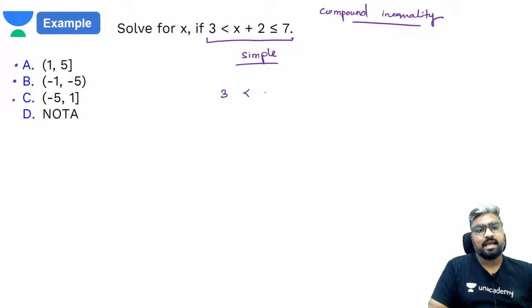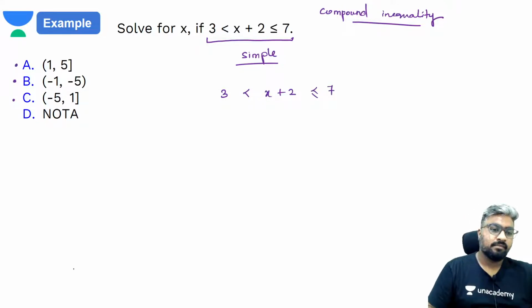3 is less than x plus 2, which is less than equal to 7. I want only the variable in the middle. मेरे को सिर्फ variable चाहिए. मतलब मेरे को क्या करना पड़ेगा? Subtract 2 on all 3 sides. Yes, LHS, middle and RHS. तीनों साइड से मेरे को 2 निकालना है.